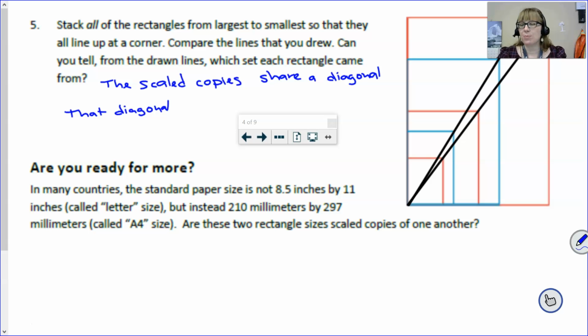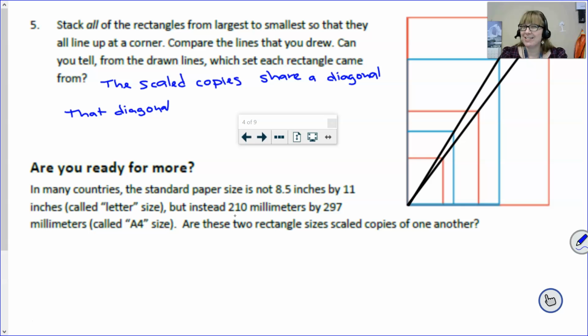It's going to be an interesting property that is going to help define some of these characteristics in this next unit. Are you ready for more? This was something that was very interesting to me. It says in many countries, the standard paper size is not 8.5 inches by 11 inches. We call that a letter size. Instead, in those other countries, it's 210 millimeters by 297 millimeters. They call that a size A4 paper.